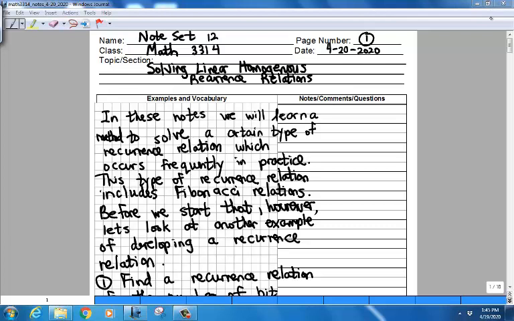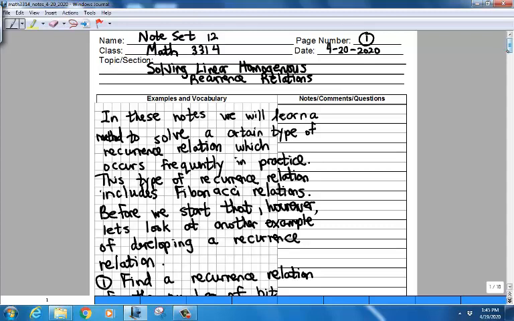But before we get to that, I want to do one more example of setting up a recurrence relation. This is a very typical example you'll see on the sample test and in the homework, so I wanted to give you a little more practice with setting up recurrence relations.